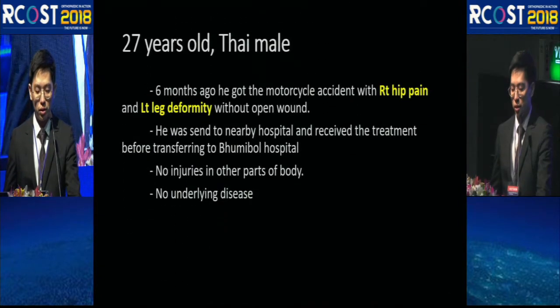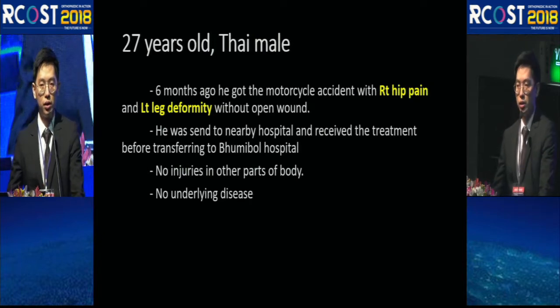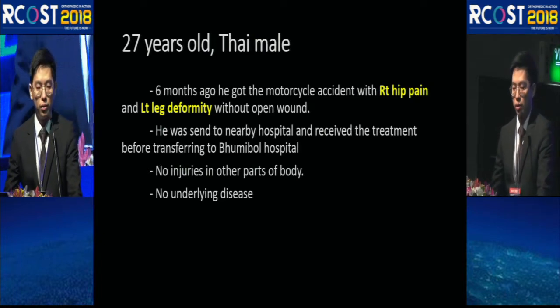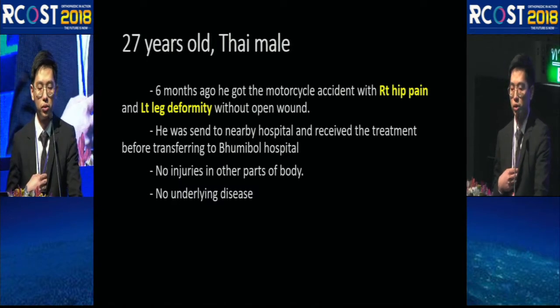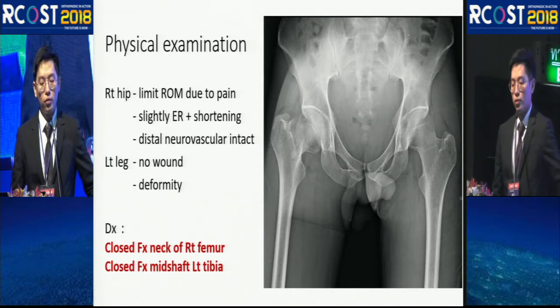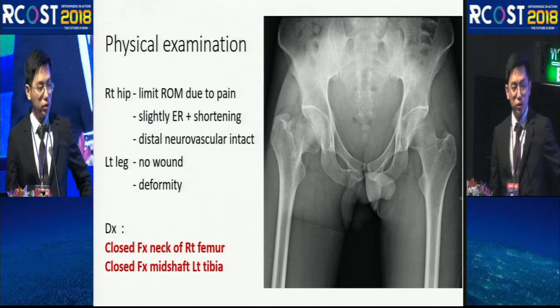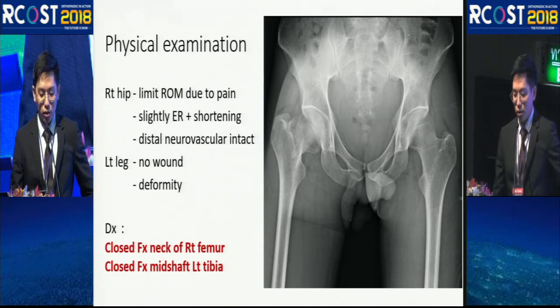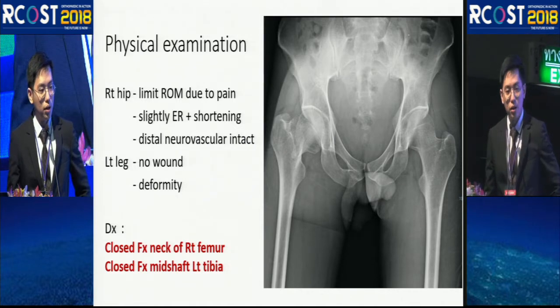A 27-year-old Thai male had a motorcycle accident 6 months ago with right hip pain and deformity of his left leg without open wound. He was sent to the nearby hospital and received treatment. He had no injury in other parts of the body and no underlying disease. From the physical examination and radiograph, the diagnosis was closed fracture of the neck of the right femur and closed fracture of the mid-shaft of the left tibia.